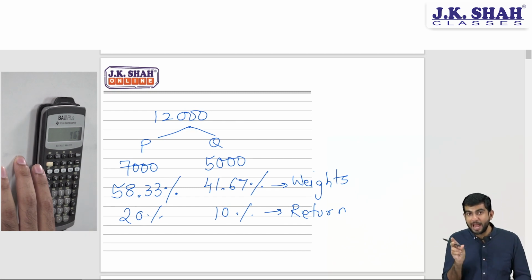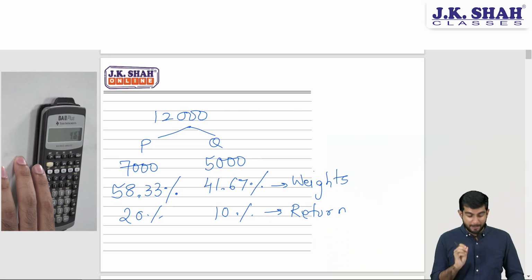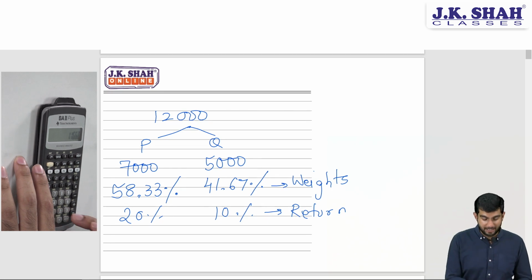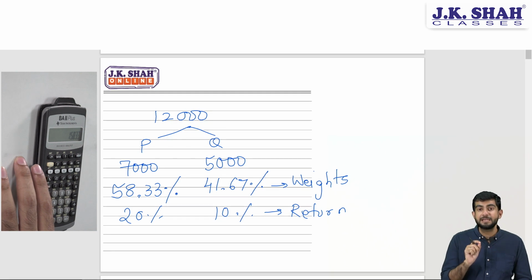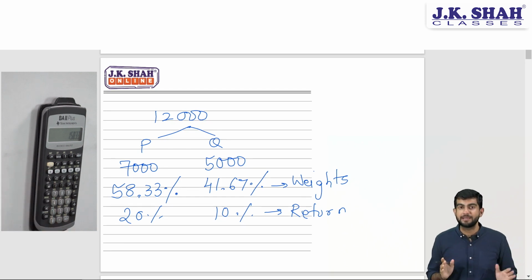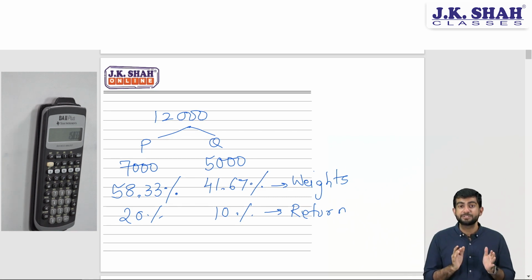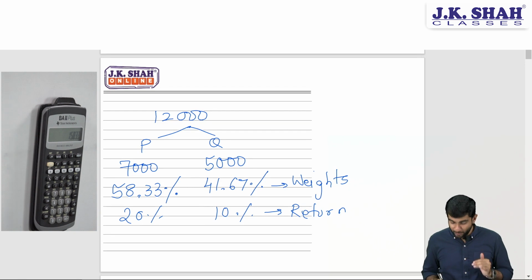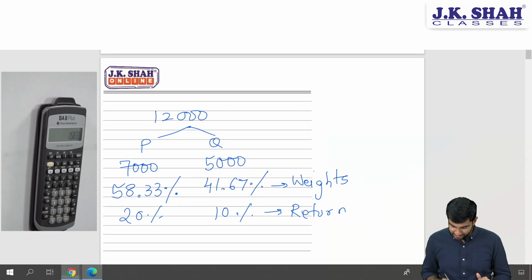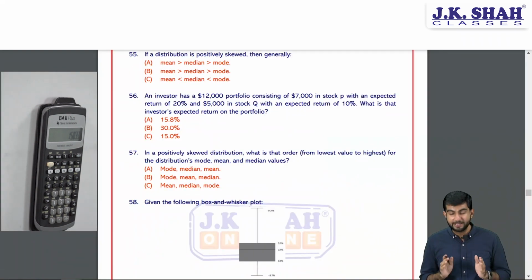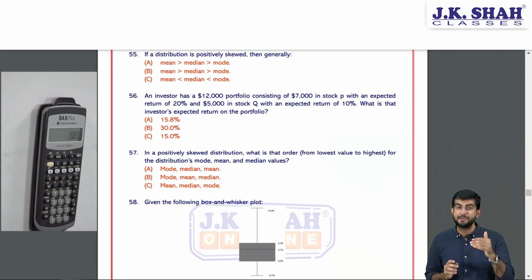Now I need to add up both these values. Press RCL1, RCL stands for recall, plus RCL2. Now press is equal to. 15.83 is what I am getting. I calculated this using the storage function. Now let us see if our answer matches. It certainly does. The answer is option A, 15.8%.